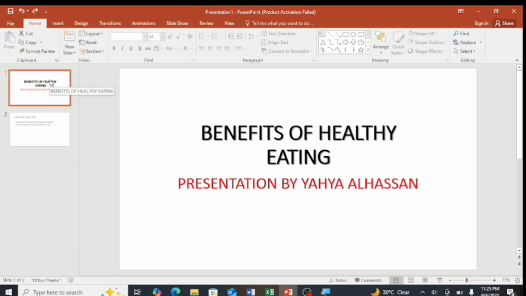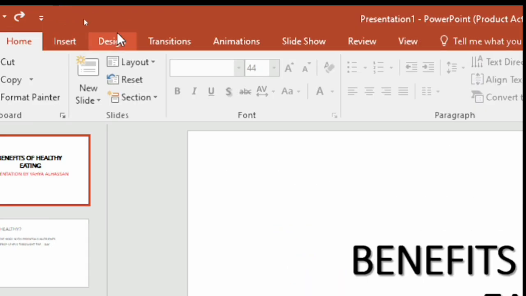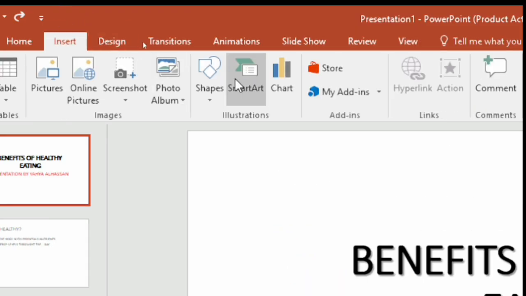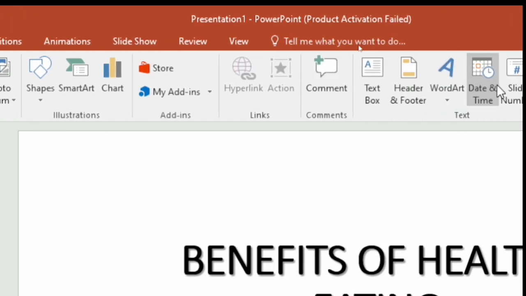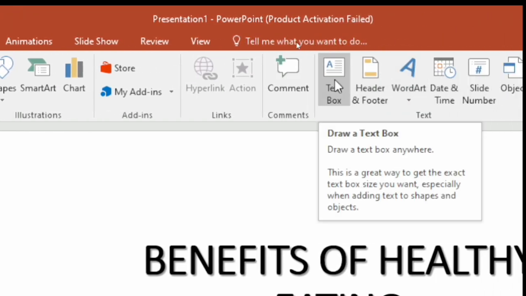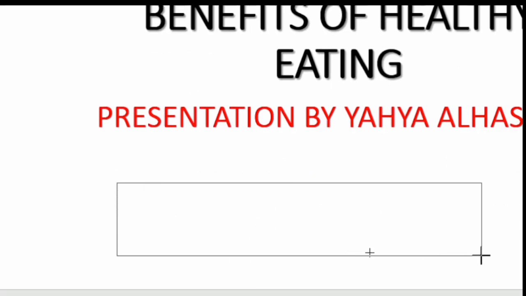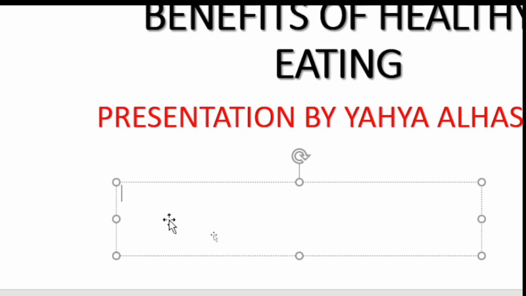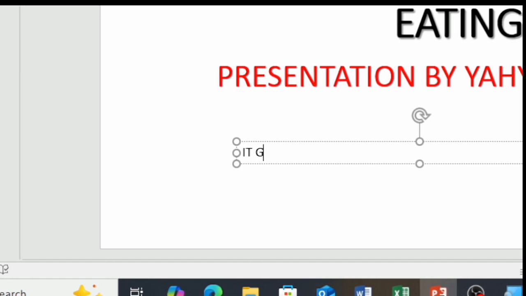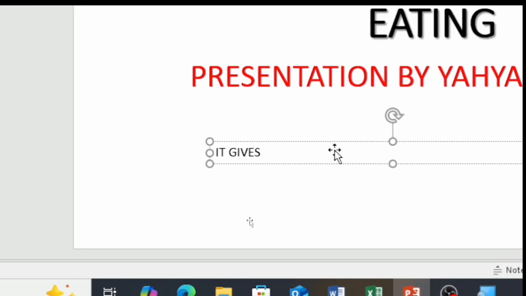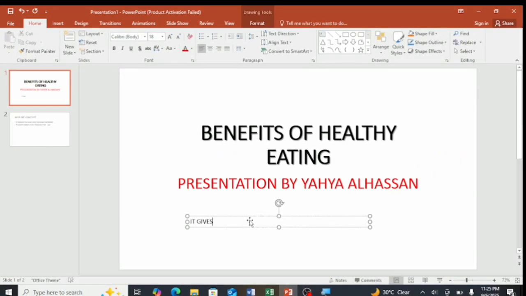So let me go to the Insert tab and then navigate to my Text group. The text box is here, so I'll click on it, then I'll come here and draw it. When I draw it, it gives me the ability to type any text I want. As I said, the text box is used mostly when you want to provide information when a picture or an object is inserted in the presentation.